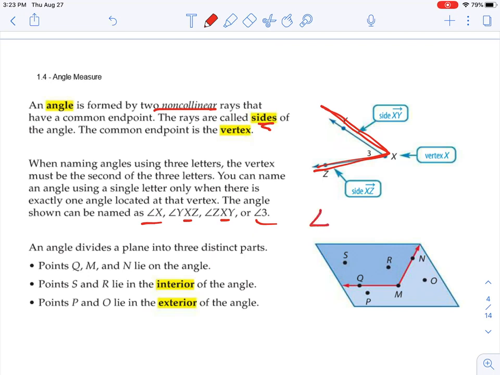Last thing, when we name an angle, we must put that angle symbol out front so we know we're talking about an angle, not a plane, not a line, not a point, not a triangle, just an angle.